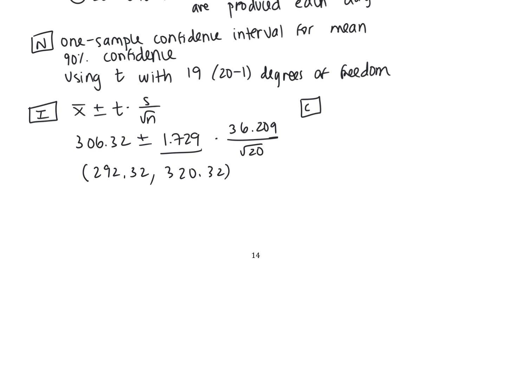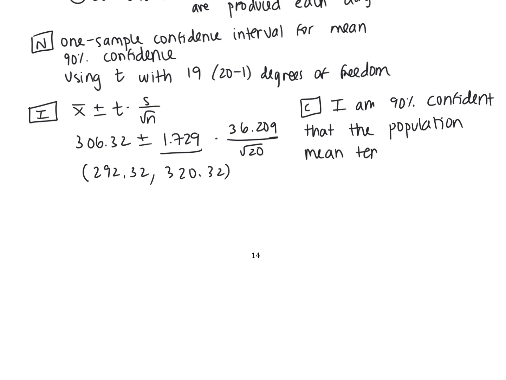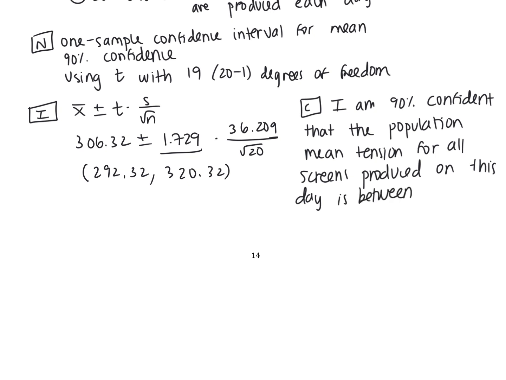Just for fun, let's write a conclusion. Then we're going to talk a little bit more. I am 90% confident that the population mean tension for all screens produced on this day is between 292.32 and 320.32 millivolts. It's mean, so include units.